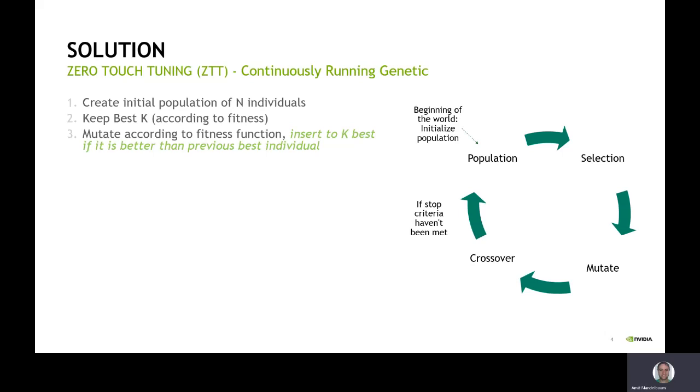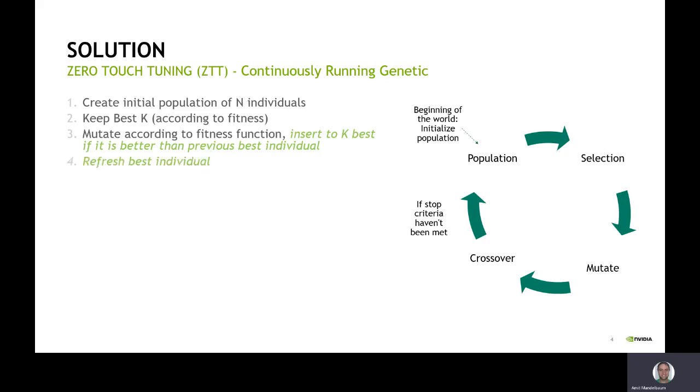When we do the mutation, for each new individual that we create, we check its score compared to the score of the best performing individual that we calculated in step 2. If the score of this individual is better than the best one, we insert it into the population of K-best and remove the lowest performing individual from the K-best individuals.